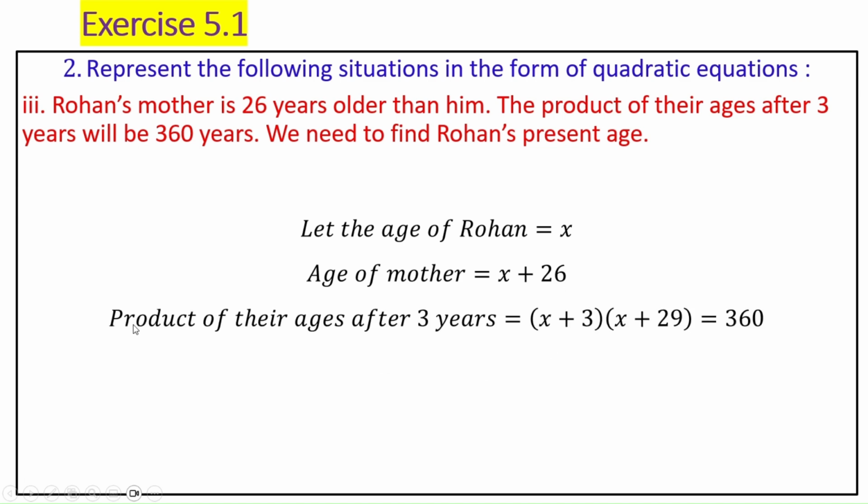After 3 years, what happens? Product of their ages after 3 years. Rohan's age after 3 years is x plus 3. Mother's age after 3 years is x plus 29, and the product is equal to 360. So if you expand it, what you will get is x square plus 32x plus 87 equal to 360. Simplify it further, you will get x square plus 32x minus 273 equal to 0.